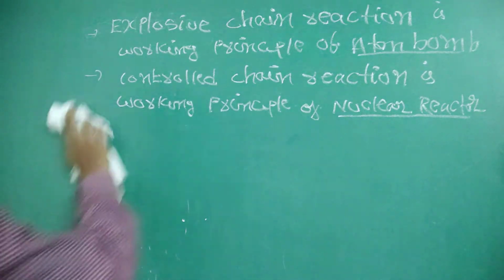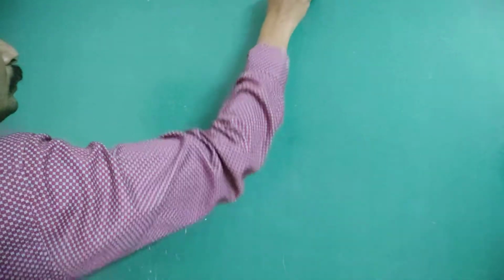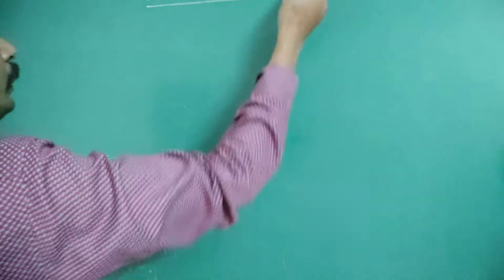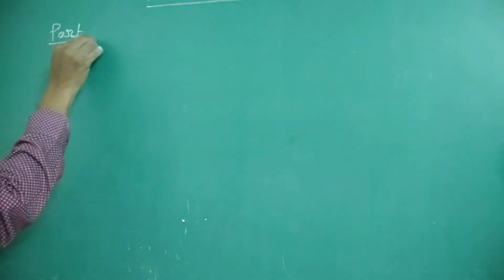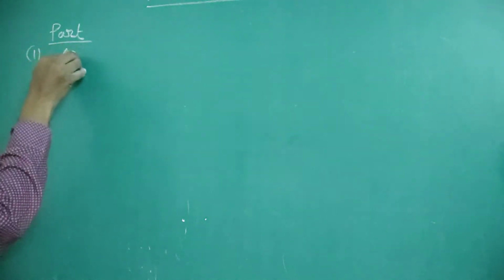Next one, now I'll take the nuclear reactor. It contains 5 important blocks. I'll summarize those parts now. Here I am writing. It has 5 parts. In this particular column I define the part. The first part is called the core.